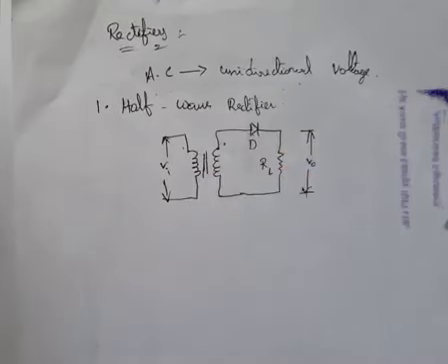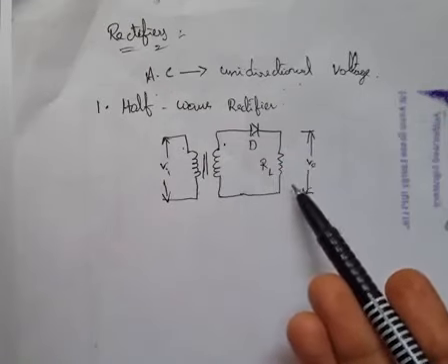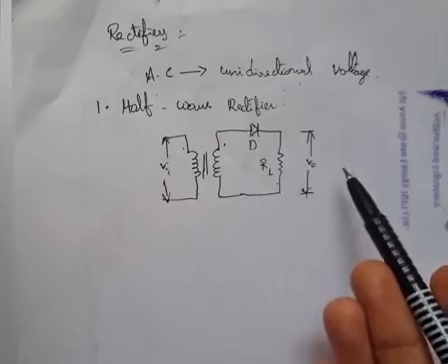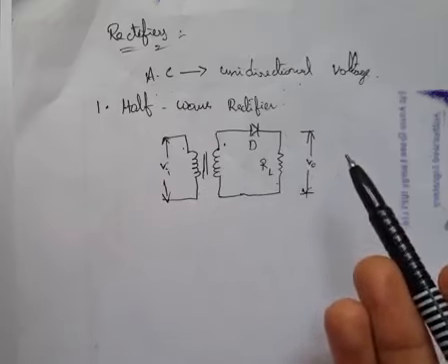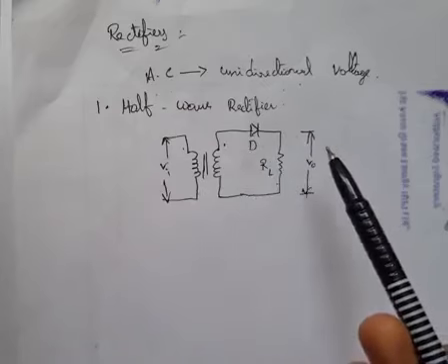This is a basic structure of a half wave rectifier. In a half wave rectifier, we are taking a transformer, diode, and RL. Across RL, we are taking our output signal. So here it converts AC to pulsating DC.